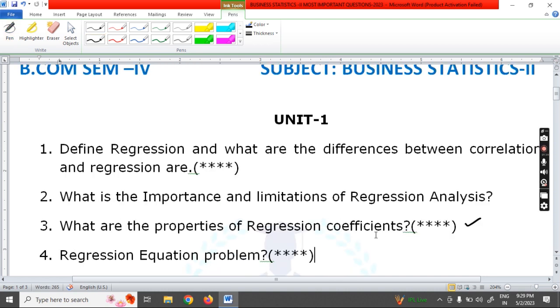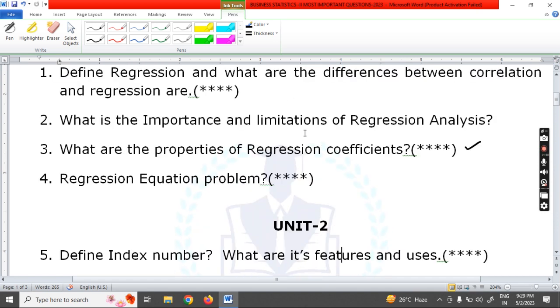Next comes the regression equation problem. You will compulsorily get it. I already uploaded the important questions videos on my channel: the web technologies important questions and the business statistics important questions, and the complete business statistics subject videos will be uploaded on my channel, so you can make use of them. I have uploaded only 5 videos regarding the regression equations, about one and a half hours in total. Once you understand that 1.5 hour video, you can solve any problem in regression equation. So x on y and y on x, both problems you need to do.